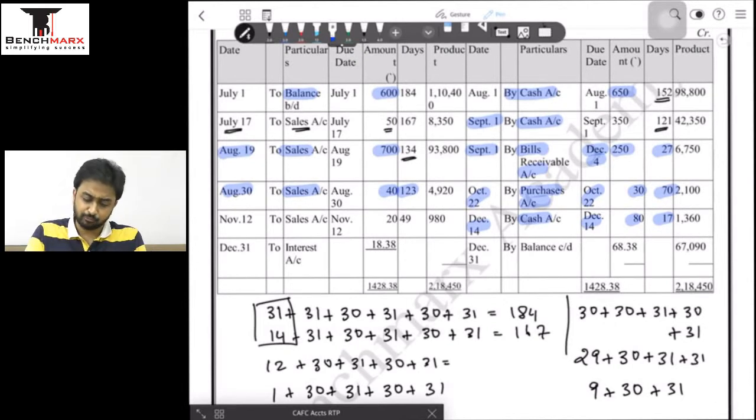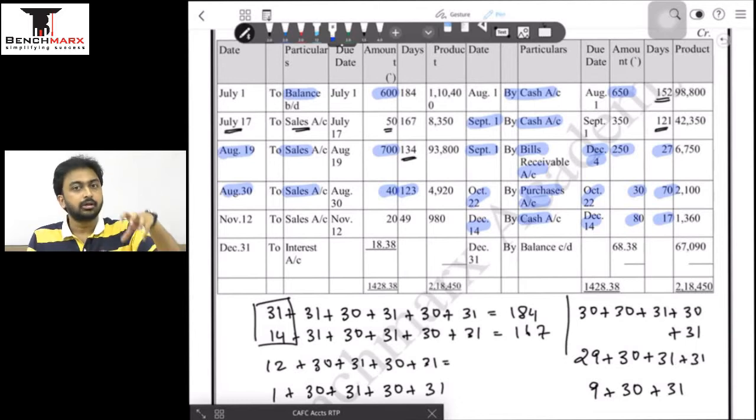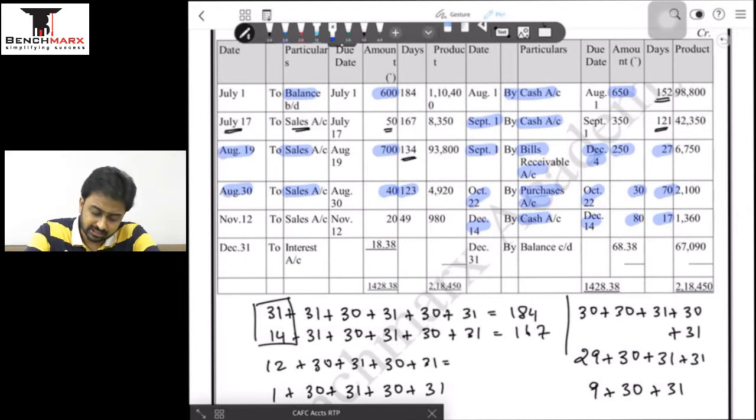So I can see I have posted all transactions as usual. The due date is mentioned, the transaction date is also put in the table, the number of days is also been computed, and the product column has all numbers as amount into number of days. Now as per the protocol, you need to first balance the product column. Balancing figure in the product column appears to be 67090. ये अपना होगा balancing figure.